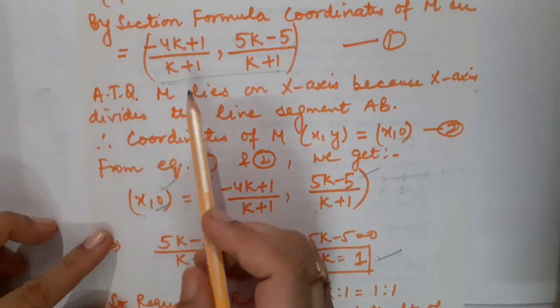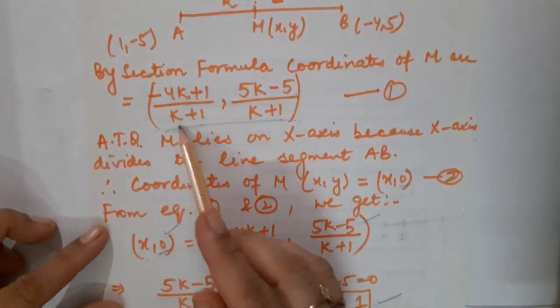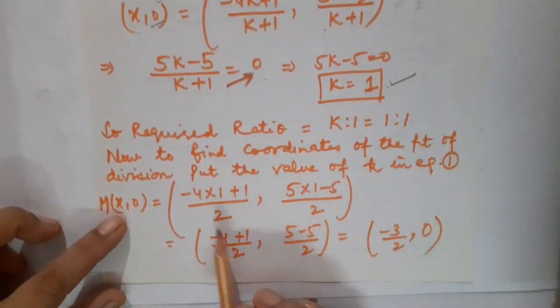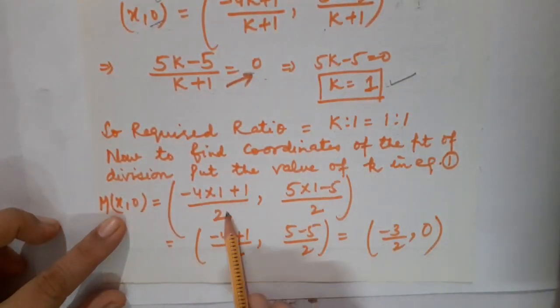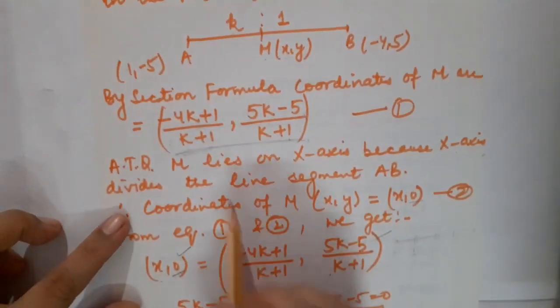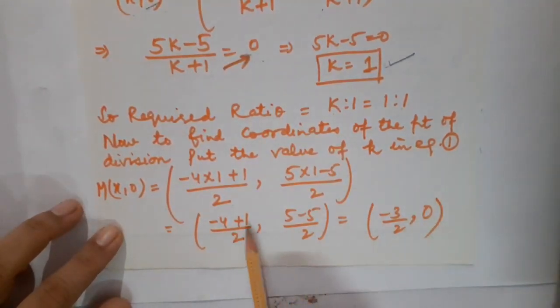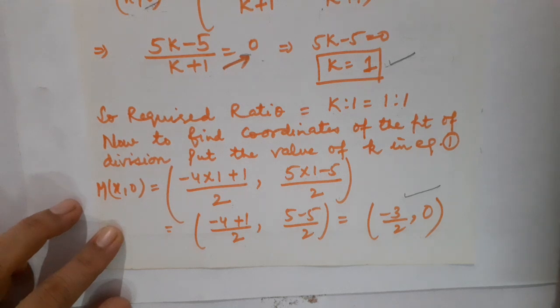Correct? So definitely, to know the complete coordinate, we have to put the value over here. So it would become 4 into 1 plus 1 upon 2, 5 into 1 minus 5 upon 2. How? Because it is k plus 1. Correct? So here I am going to put the value. After putting the value, children, what is the answer? That is -3/2, 0. So abscissa is -3/2 and ordinate is 0.